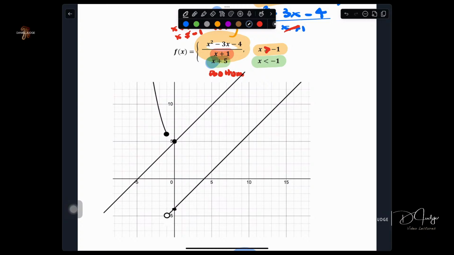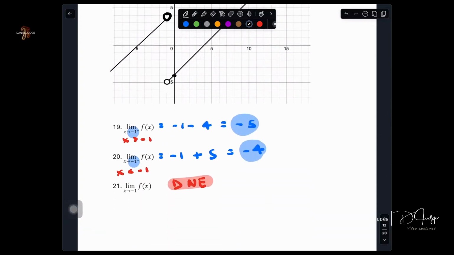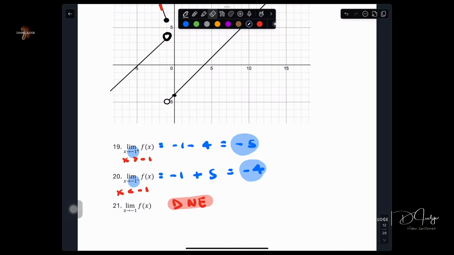But really, at negative 1, we should have this over here. So this graph is wrong. We're going to have to fix that one here. Just so you know, there's a hole there. And that's a positive 4, by the way. So it's pretty late. Found a typo. Apologize for that.